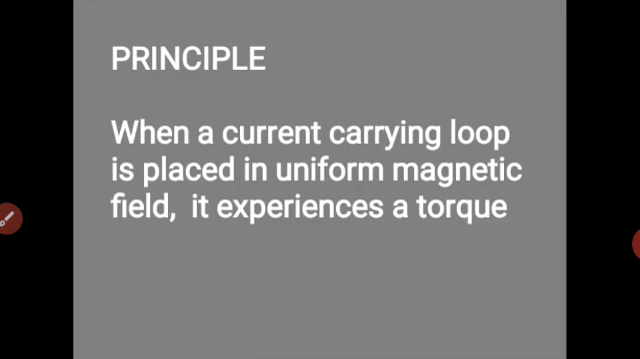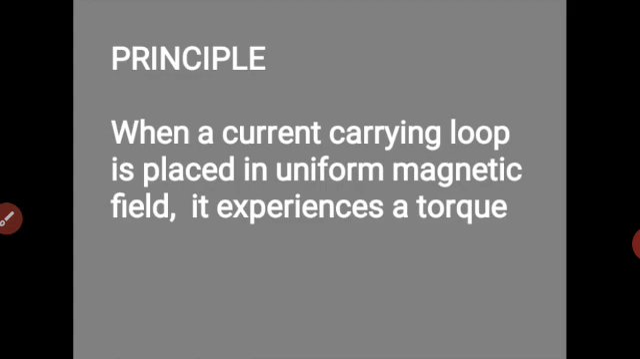It says that when a current carrying loop is placed in uniform magnetic field, it experiences a torque. The key words in this statement are uniform magnetic field. It means we must have a region where the magnetic field applied is uniform. We take a current carrying loop. Now this loop can be of any shape. It can be a rectangular loop or a circular loop. This loop is made up of conducting wire and it carries current.